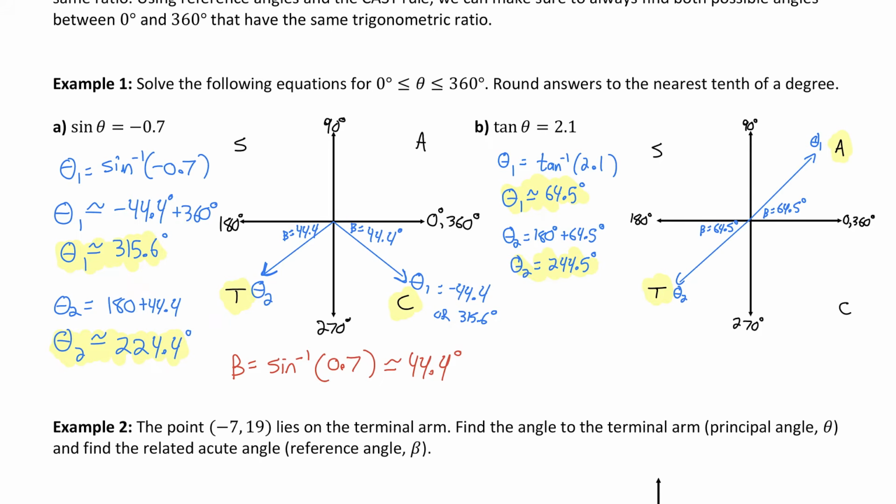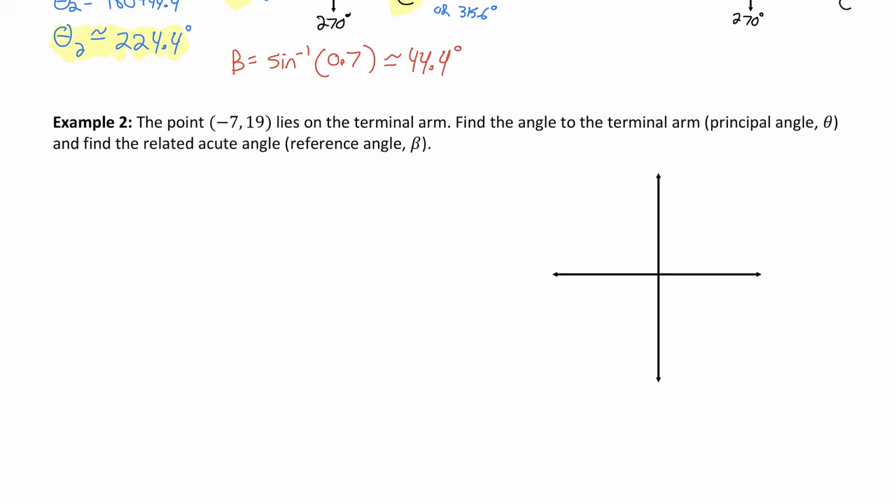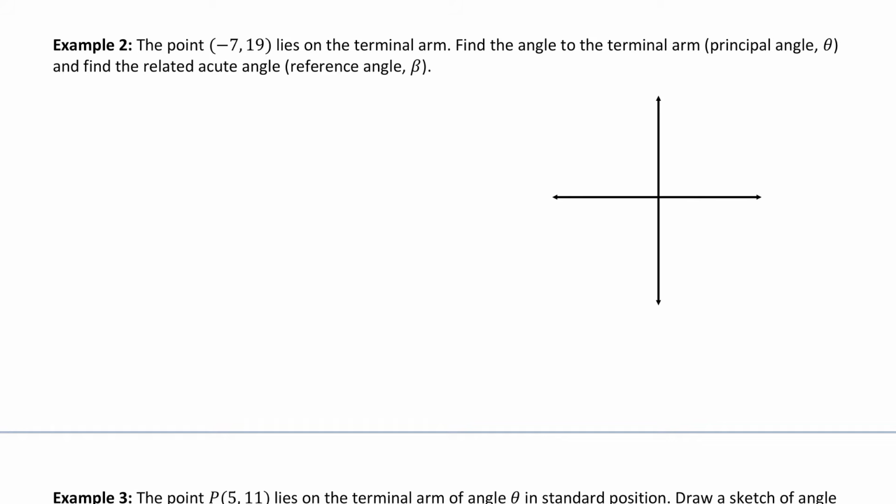So that's just an alternate method for these questions. Let's move on to example 2. It says the point (-7, 19) lies on a terminal arm. Let me just roughly plot where (-7, 19) would be. And it says it's on a terminal arm, so let me draw a terminal arm that goes through that point.